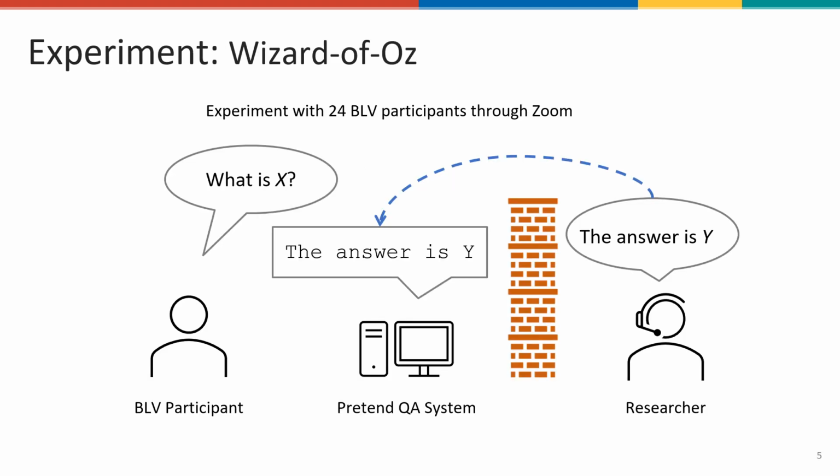To answer our research questions, we conducted an experiment with 24 BLV participants through Zoom. We used the Wizard of Oz setup where participants thought they were interacting with a QA system, while a researcher manually provided answers to user queries. The users were encouraged to ask any kinds of queries to the system. The researcher answered the queries using a prepared answer sheet if possible, or consistently answered that the system does not know the answer otherwise.